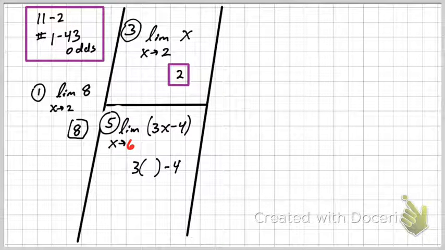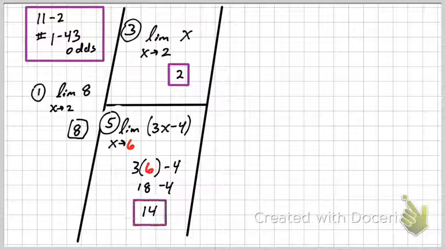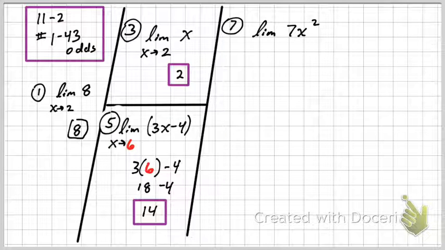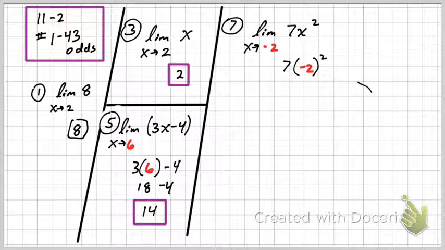Now, what do you replace the x with? 6. Do you multiply or subtract first? You multiply. 18 minus 4 hopefully gives me an answer of 14. Would you agree these are mainly direct substitutions? I always say to try that first, because if you can do direct substitution, you're better off doing that. It's not always possible, as we see. Sometimes you get division by 0.